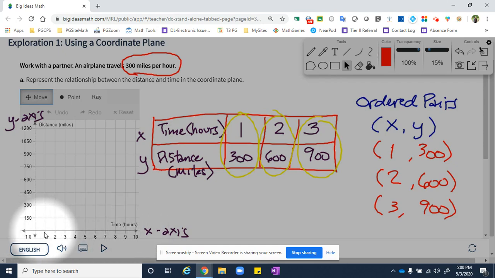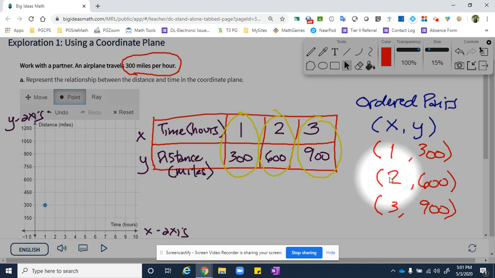So when x is 1, look for 1. 1's right here. And it says y is 300. So we go up 300, and that is our point. Oops, let me use point. And that is our point right there. So x is 1, y is 300.